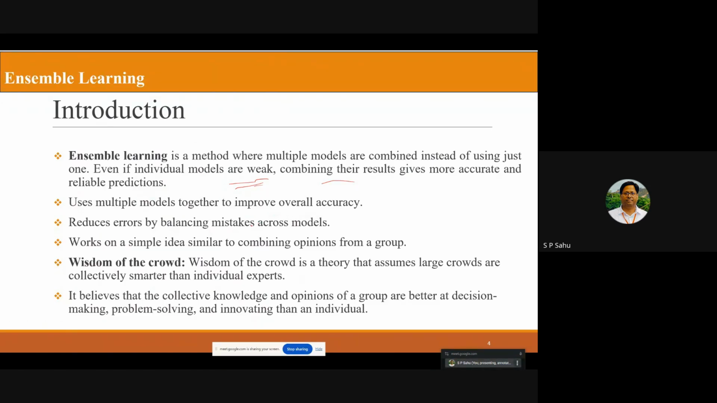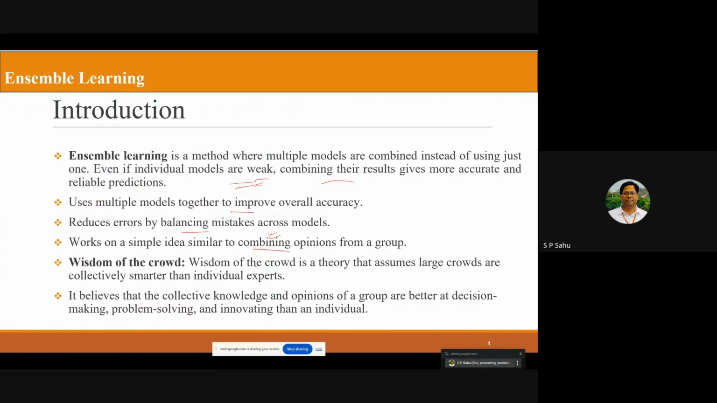So multiple models together can improve the overall accuracy. They reduce the error by balancing mistakes across the models. And the simple idea behind this is to combine opinions from the group. We have just taken the example of KBC.